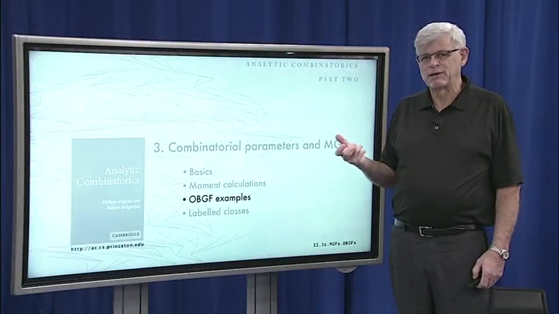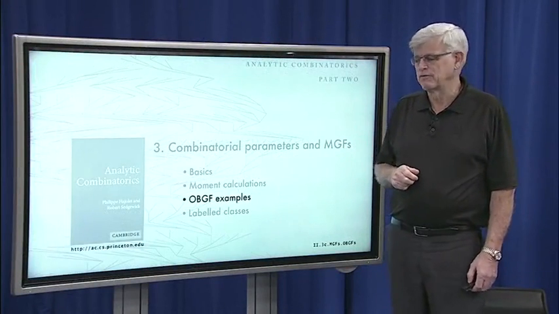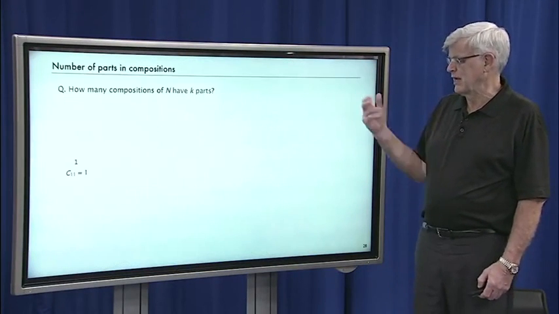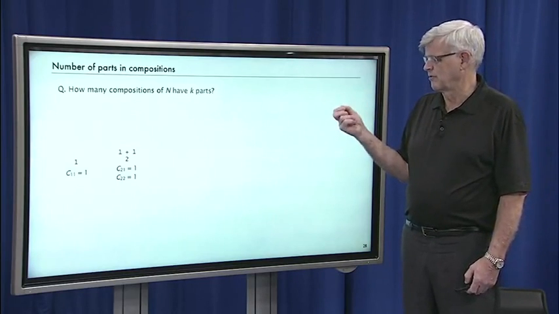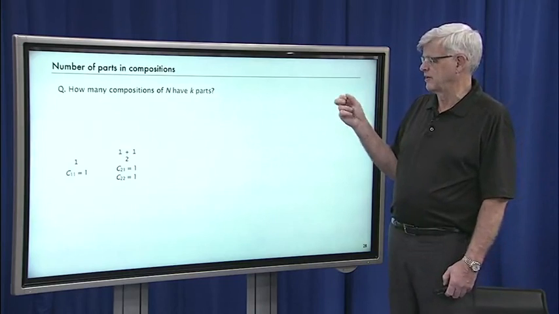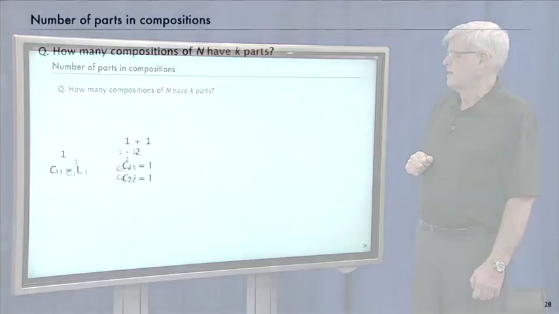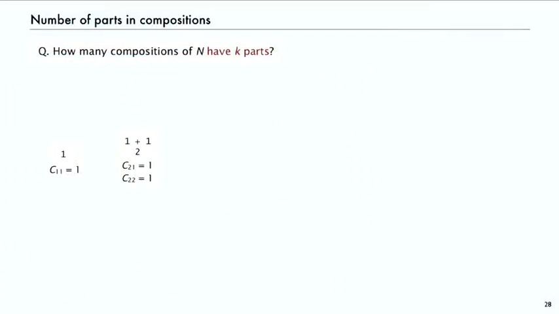Now we're going to look at the application of these techniques to solve some more difficult problems. So, for example, we talked about compositions, which are a number of ways to write an integer as a sum of smaller integers. So a natural question is, how many compositions of n have k parts?